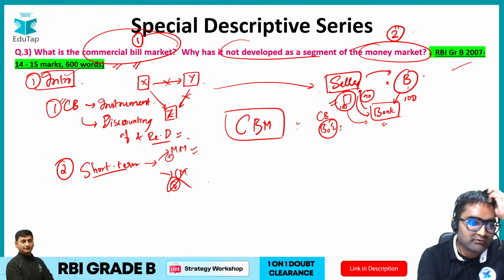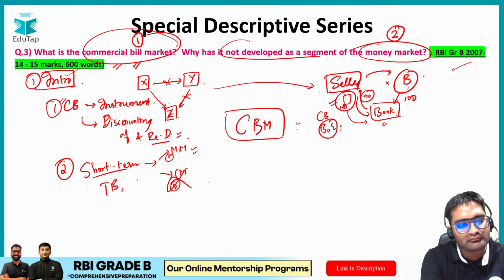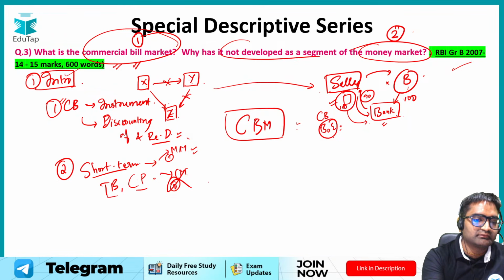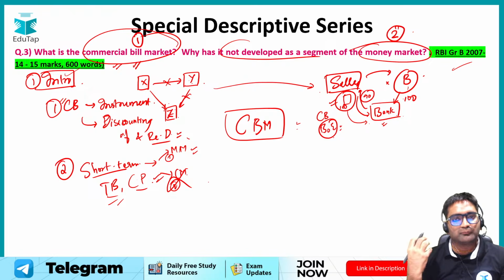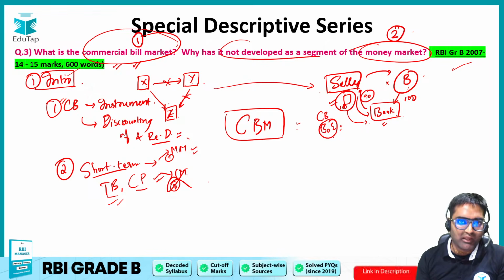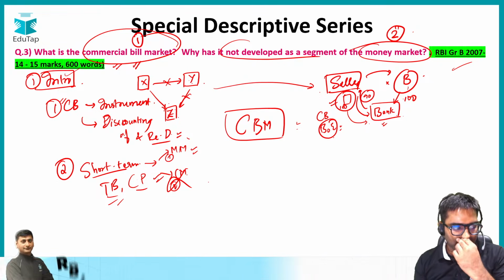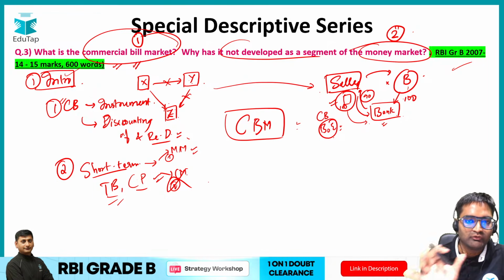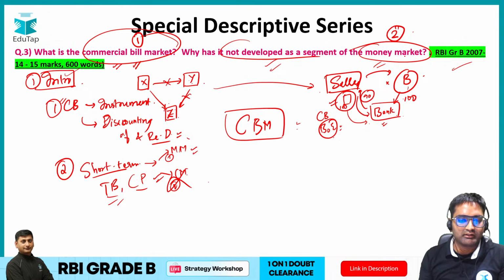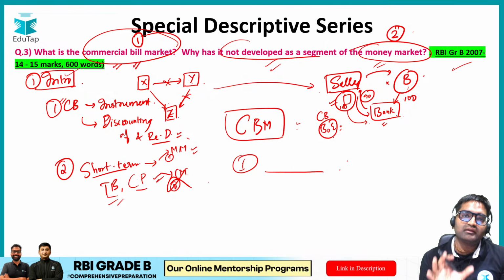Like in the money market, we have the treasury bills, okay, then there is commercial paper. Okay, all of these things are there which are much more utilized in the money market to go for the exchange of capital, apart from the commercial bill and all. Okay, so this is something that can be mentioned. And coming to why it has not developed as a segment of the money market, you will have to mention all of the different reasons for this particular thing happening.